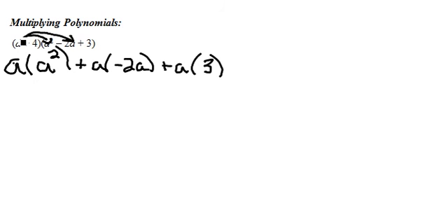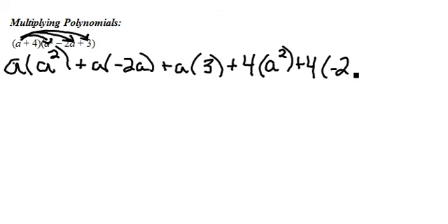So far I've gone through and distributed my a to everything. Now I have to go back through and distribute my 4 to every term in the second polynomial. So I'm going to take the 4 times the a squared term, and then I'm going to take the 4 times the negative 2a, and finally I'm going to distribute my 4 to the positive 3.